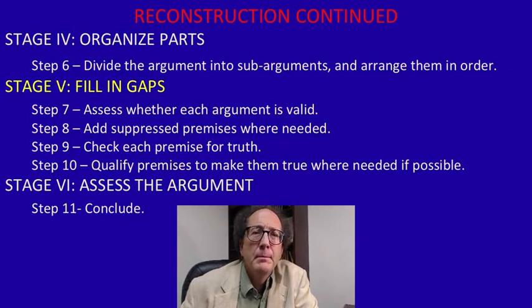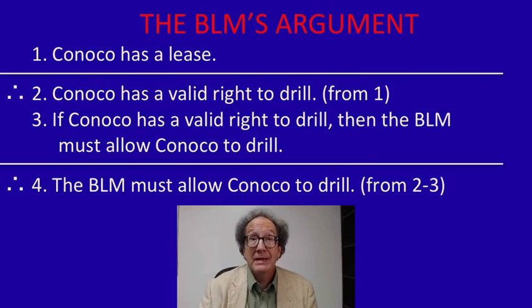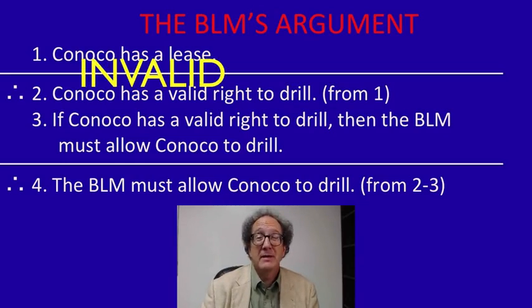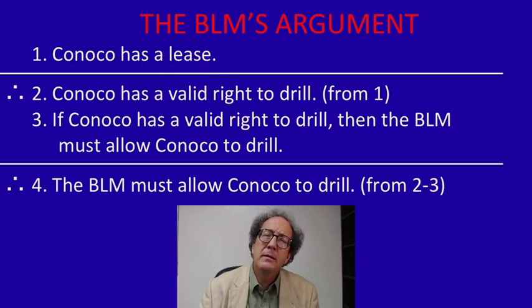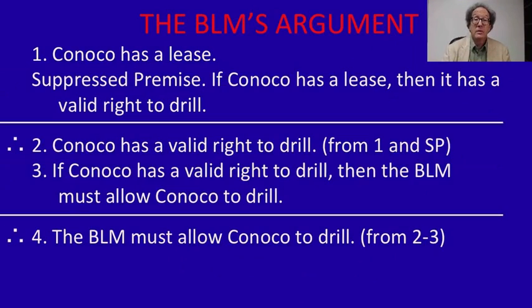Let's do that now. Let's start with the BLM's argument. Is the argument from 1 to 2 valid? Is it possible that Conoco has a lease, but it doesn't have a valid right to drill? Well, sure. And so that argument's not valid. What do we need to add to make it valid? Well, we can add a very simple suppressed premise. If Conoco does have a lease, then it has a valid right to drill.